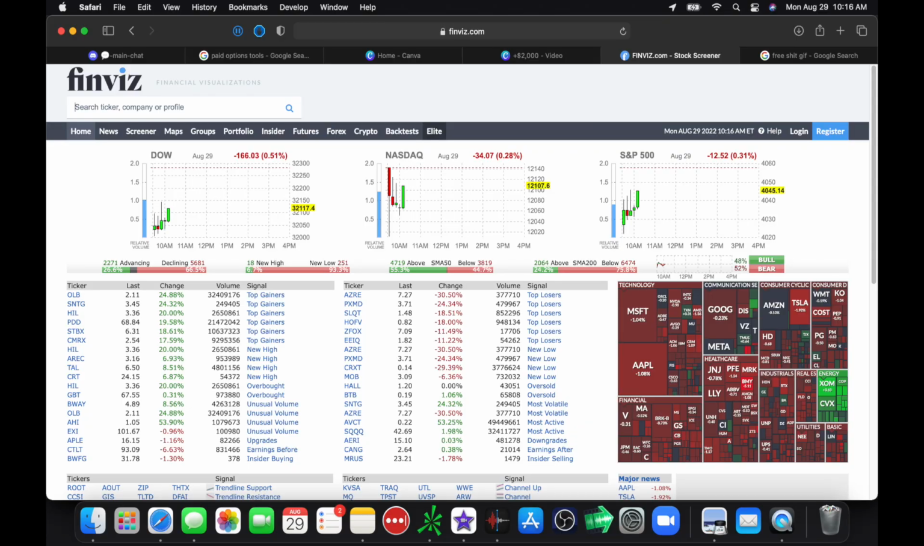Another really important tool for options trading is finding a stock screener, and the one that I like to use is Finviz. Now, Finviz has a ton of functionality to it. You can find different stocks in specific categories, so if you want to search by, say, electric vehicle stocks, or if you want to search by semiconductor stocks, or if you want to search by large cap versus small cap stocks, there's a ton of different categories to choose from.